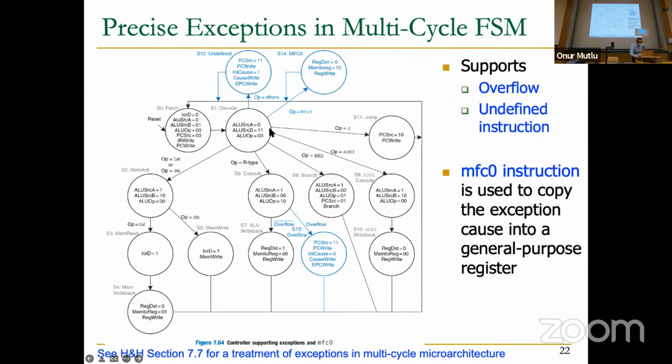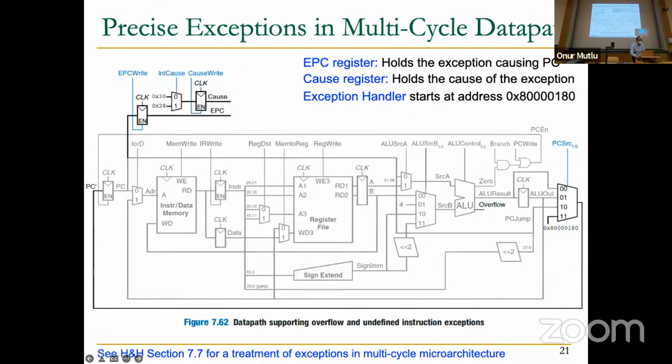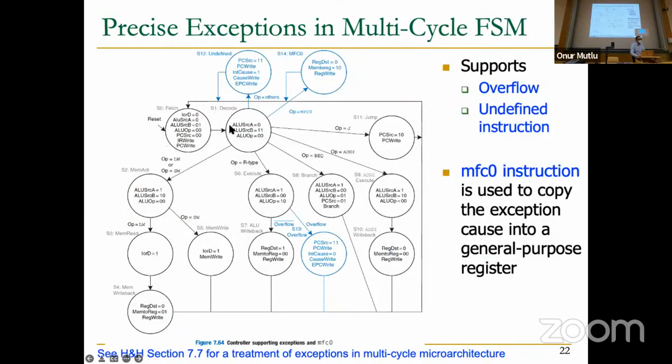Okay, let's take a look at a couple of them. If the opcode is undefined, meaning others, that's your book's terminology, you get an undefined opcode and you have an exceptional condition over here, and then you basically set the cause register with the appropriate cause, write the exception program counter, whatever program counter was executing at the decode stage over here, and then change the PC source, program counter source, so that the exception handler routine's address is loaded to the program counter, so that you can actually start the exception handling routine at this point.